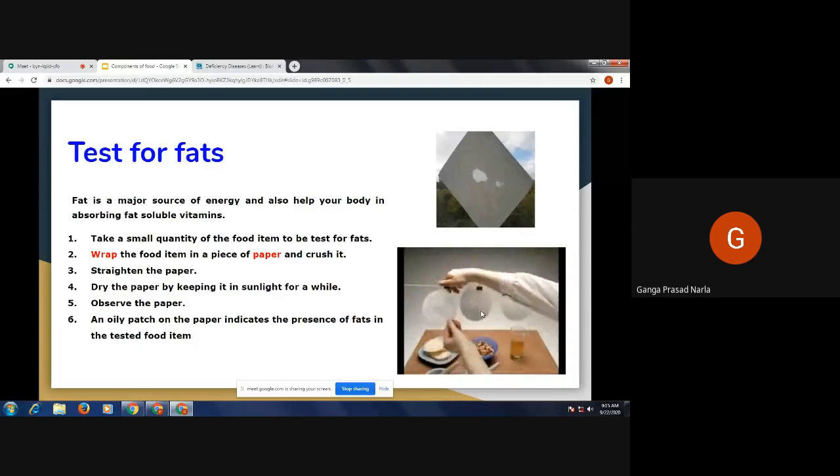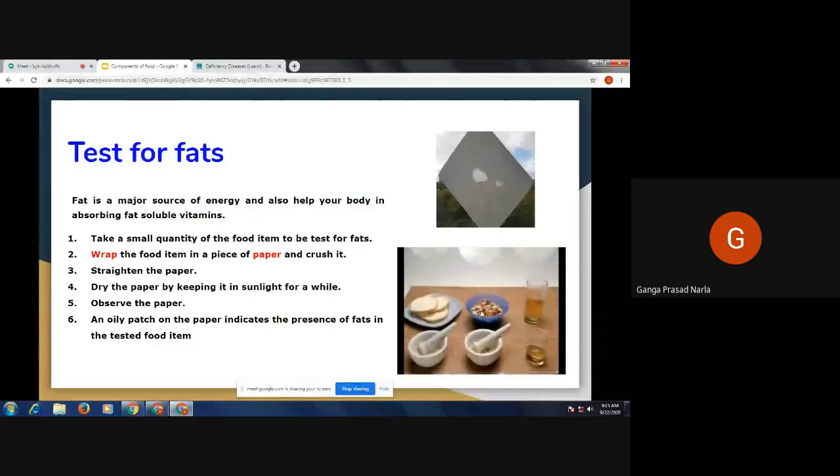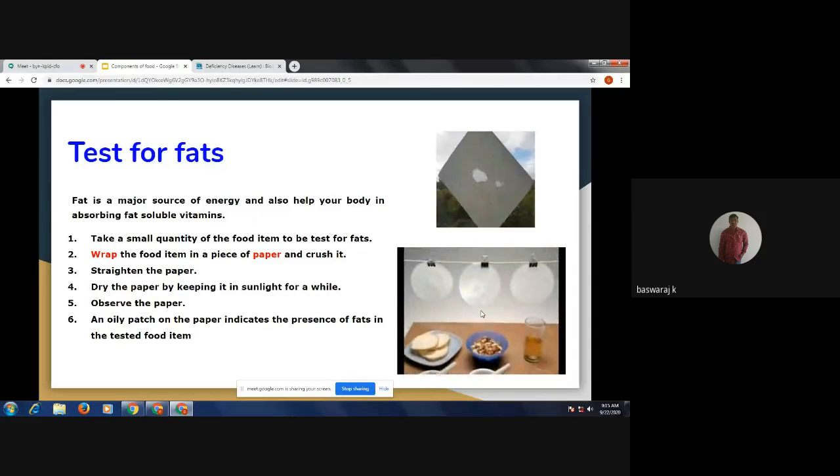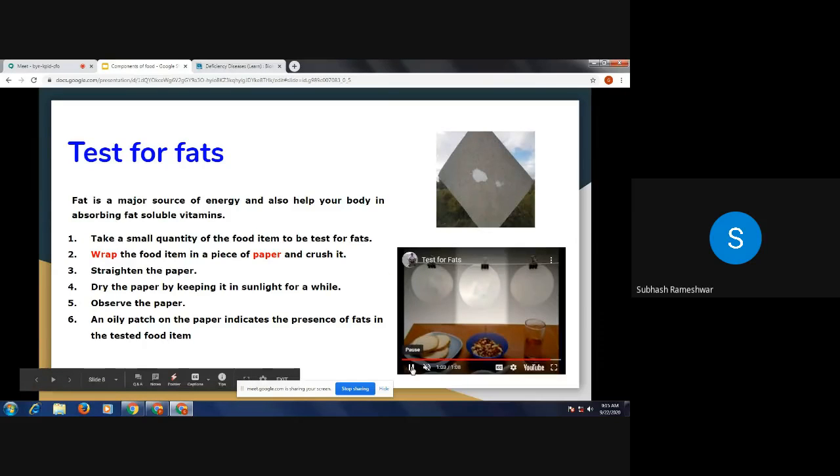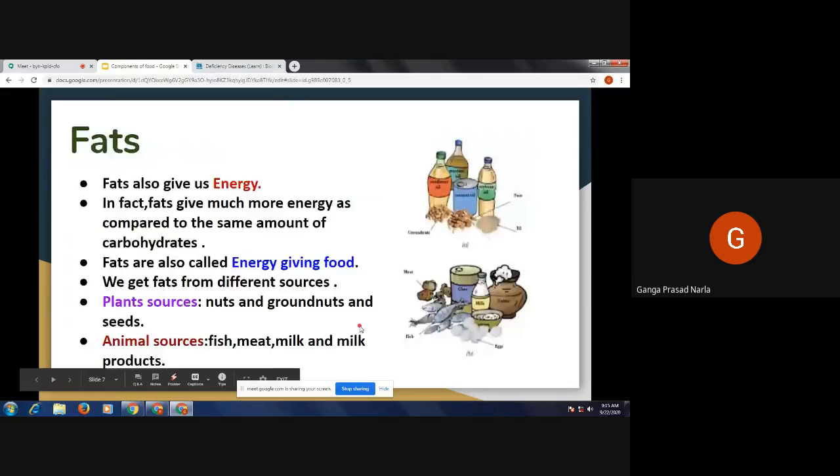Is it clear, children? Or do you have any doubt? Yes, sir, it is clear. Thank you. Once again, fats, 2 points. Explain fats, two points, about fats, animal source and plant source. I did not get your point. Can you repeat it?